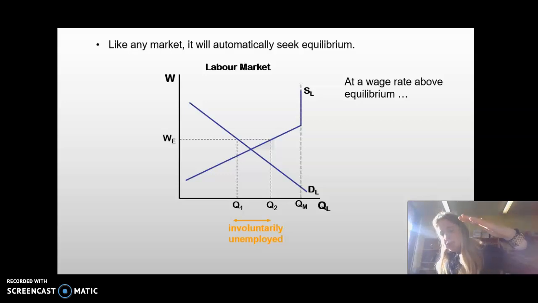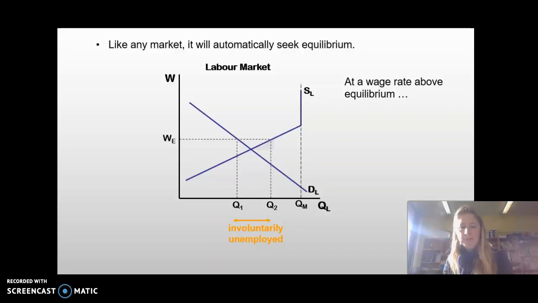So sometimes, particularly due to contracts and the power of unions and industry bodies, wages can get stuck above the going rate, and that can cause a surplus, which in the labour market we call involuntary unemployment.